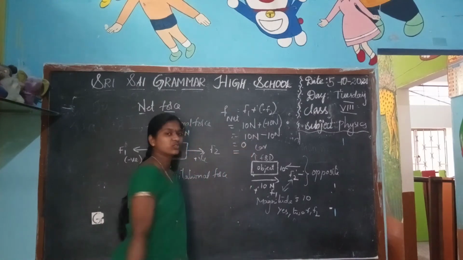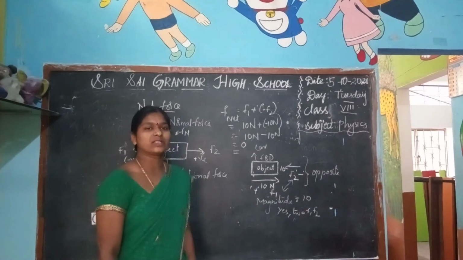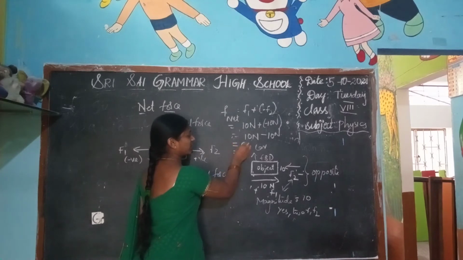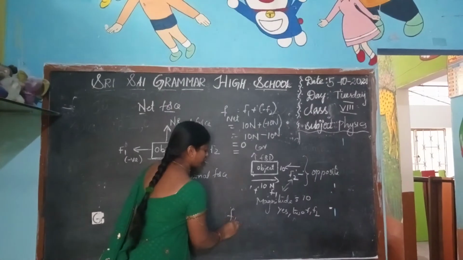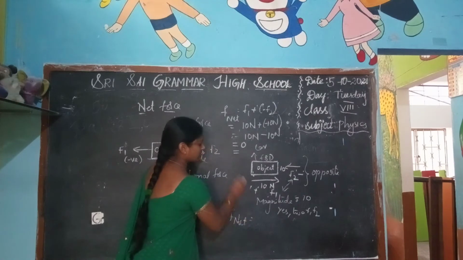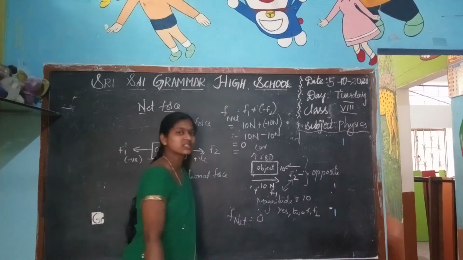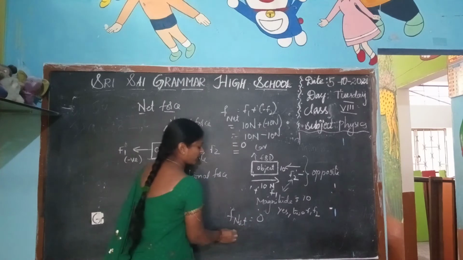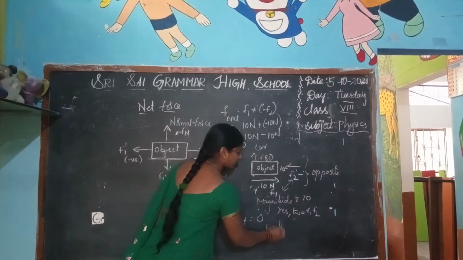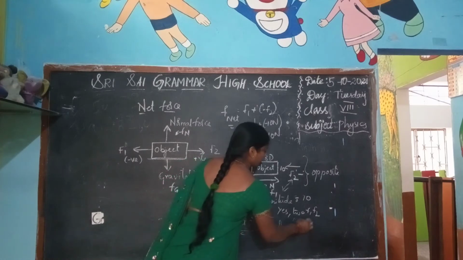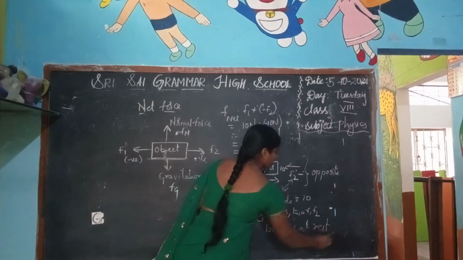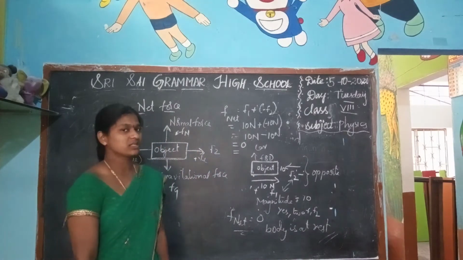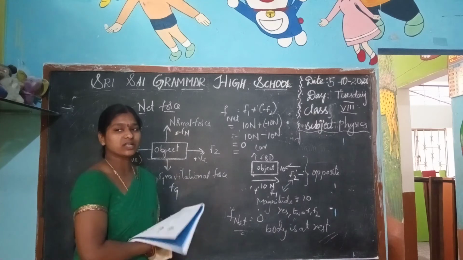How many newtons is it? 0 newtons, because when we see that the net force is 0. If net force is 0, we conclude that the body is at rest. When the body is at rest, we can conclude that the net force is 0. Everyone copy in the books now.